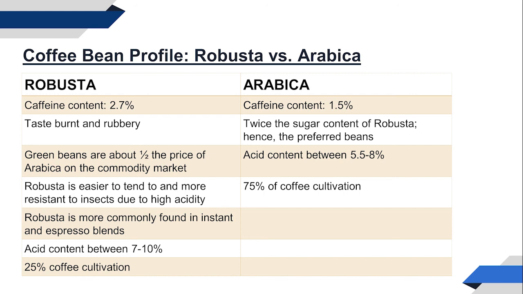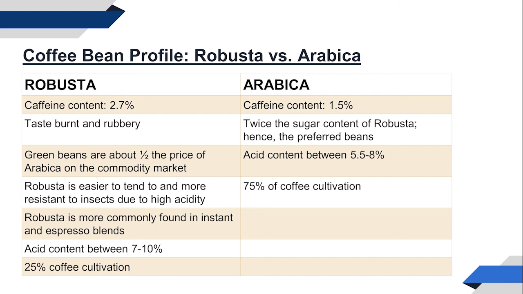The others, you need to use the drip method, or maybe you have a Keurig or a pot that you make it with. So Robusta is easier to tend to and more resistant to insects due to its high acidity. So that's some of the major characteristics of the Robusta.